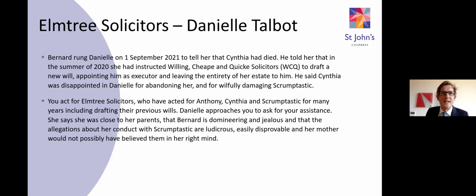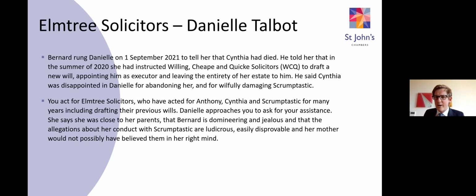You act for Elm Tree solicitors, who have acted for Anthony, Cynthia and Scrumptastic for many years, including drafting their previous wills. Danielle approaches you to ask for your assistance. She says she was close to her parents, that Bernard is domineering and jealous, and that the allegations about her conduct with Scrumptastic are ludicrous, easily disprovable, and her mother would not possibly have believed them in her right mind.